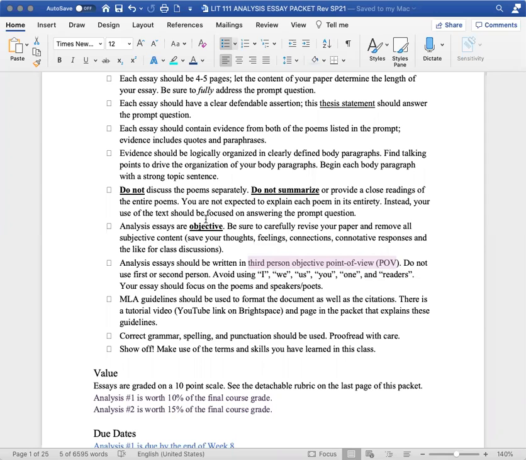So this is what I mean by not being subjective. You're not going to describe how readers react when they see the poem. You're not going to talk about whether the poem was good or not. This is not the place to give the poet accolades and say, oh, Sylvia Plath wrote this fantastic poem. That's subjective. That's biased content, right? We don't need any of that in this type of paper.